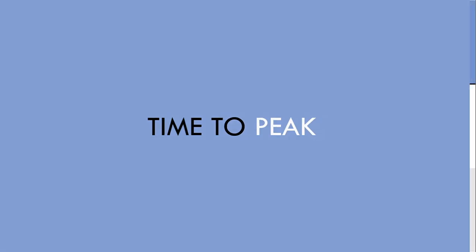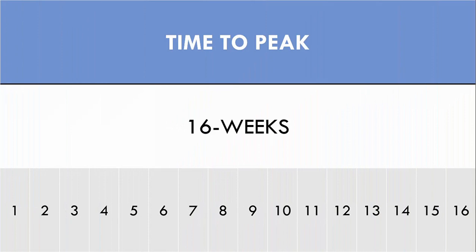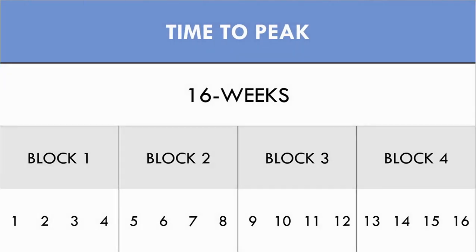Let's say the athlete has 16 weeks before they want to be in peak condition. These 16 weeks can be broken down into mesocycles, making it easier to program the training. Let's break this down into 4 blocks of 4 weeks long. Now we need to establish how the training program will be progressed.